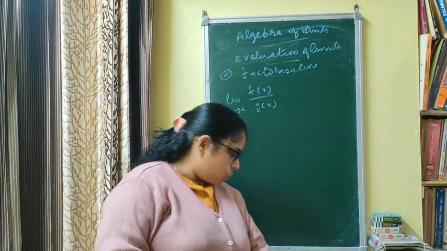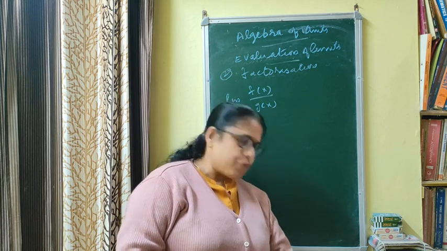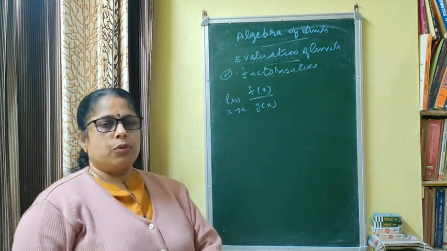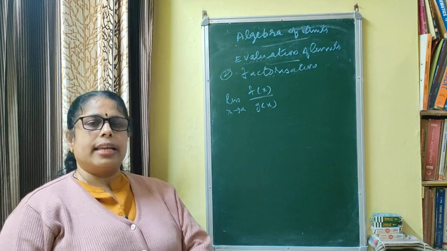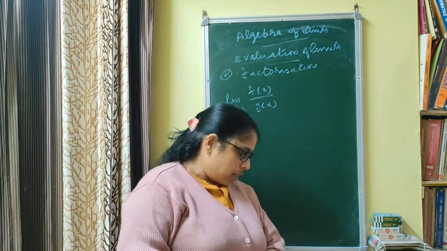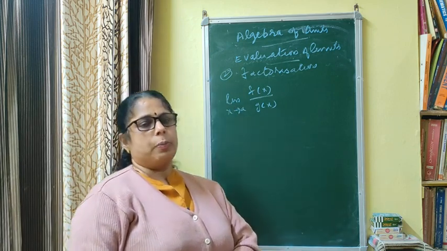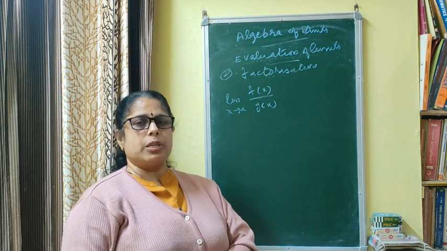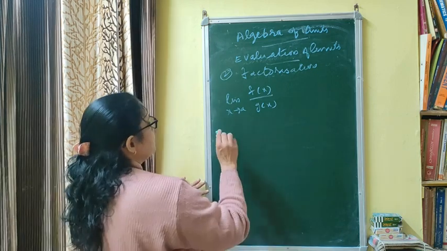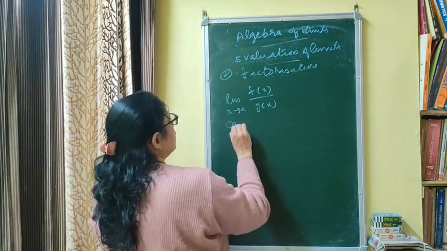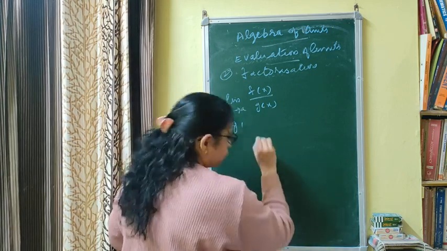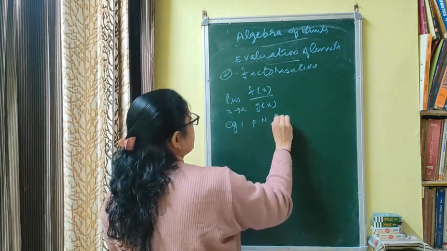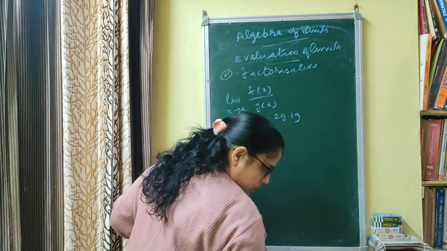Now next identity: if f(a) is equal to 0 for any finite value of a, then (x minus a) is a factor of the function f(x). Similarly, a power 4 minus b power 4 is (a square plus b square) into (a plus b) into (a minus b). We will do a little bit of questions. Example 1, page number 29.19.